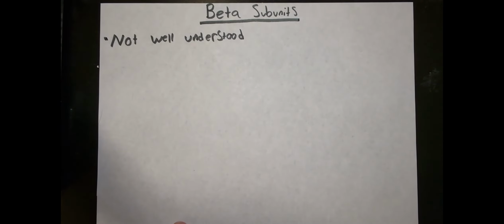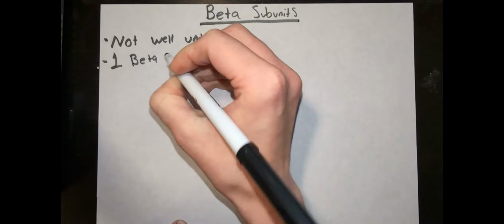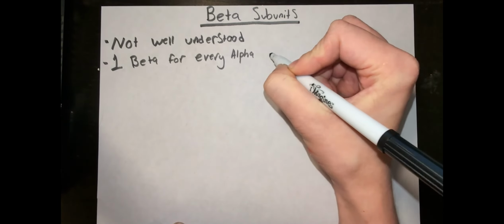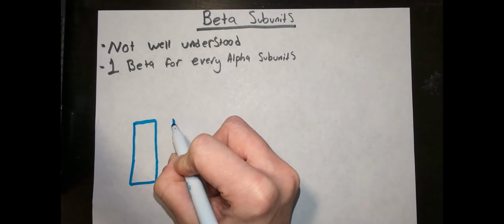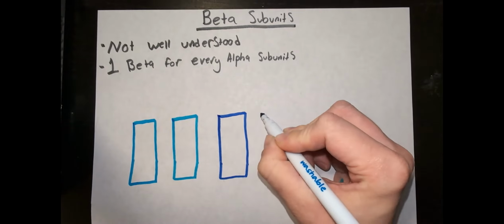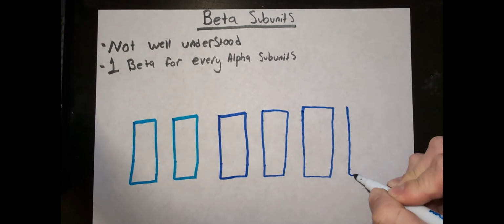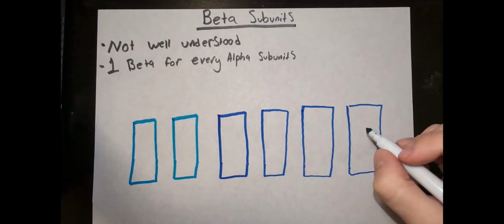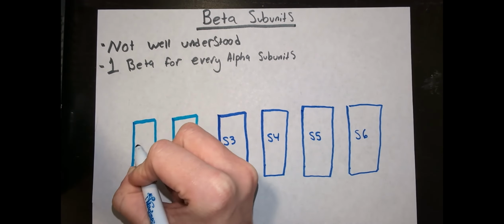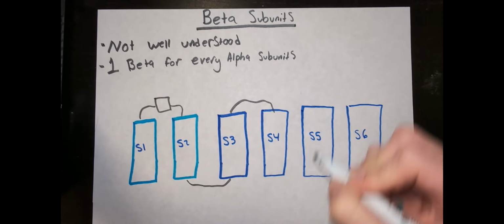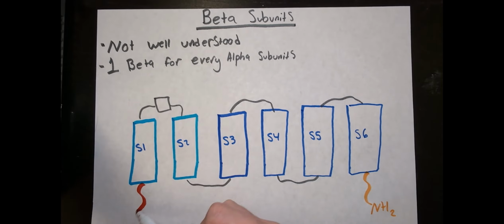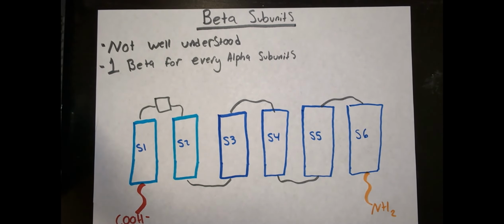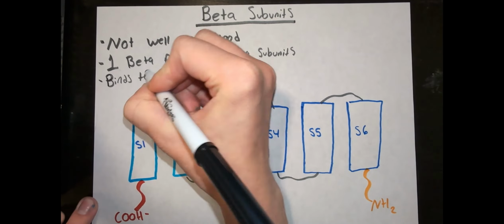We also have beta subunits. These beta subunits are not well understood, but we do know that for every alpha subunit, we have one corresponding beta subunit. So here I am just drawing out our protein helices again. We have our 2 pore-forming helices and our 4 voltage-sensing helices. That's our sensitivity filter, our amine group on that 6th helix, and our carboxyl group on that 1st helix.